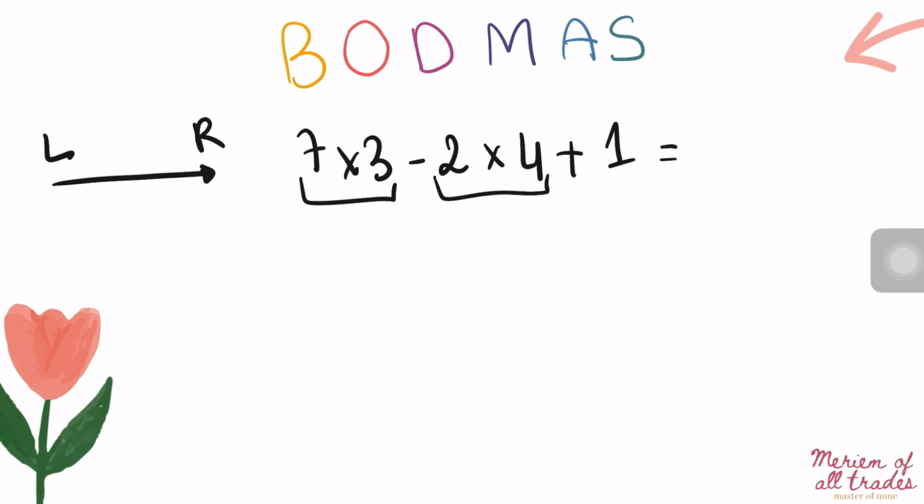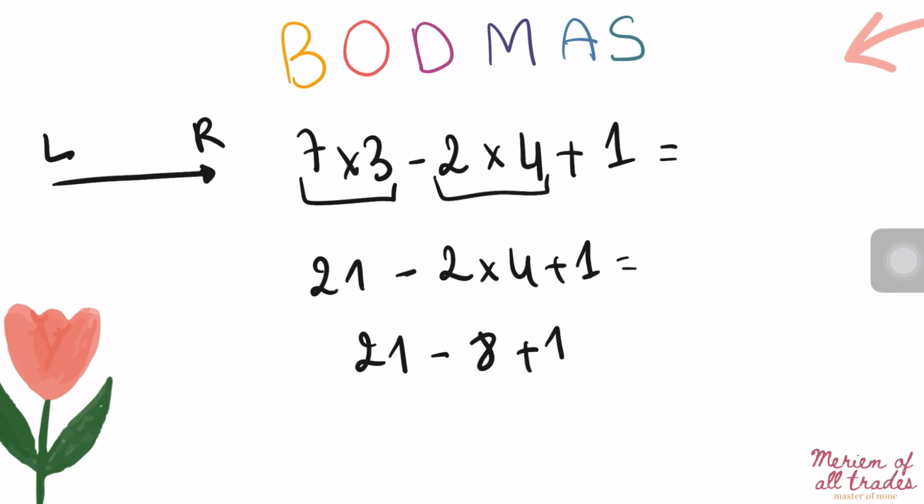So we will have to start with 7 times 3, which is 21, minus 2 times 4 plus 1. Now, in this case, we have subtraction, multiplication, and addition. Now, the priority goes to which operation? It goes to the multiplication, which comes before addition and subtraction. So here, we're going to do 2 times 4, which is 8.